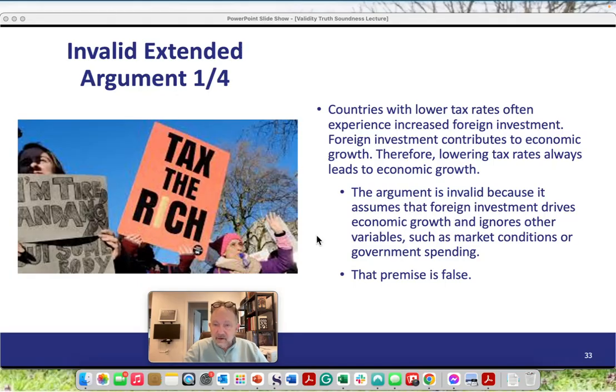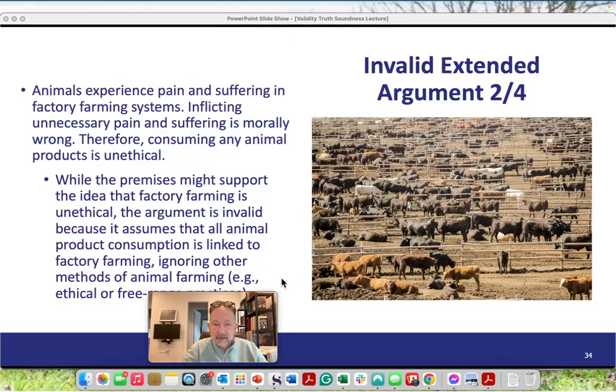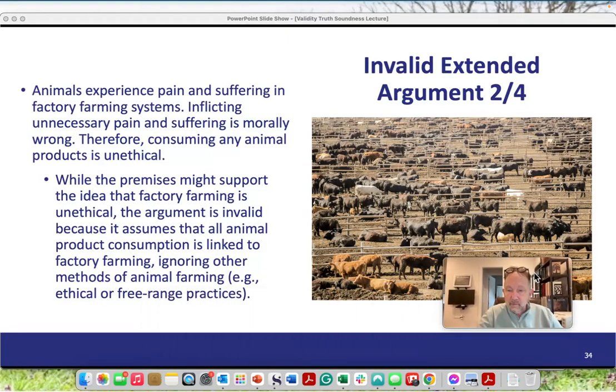So there are several of these here, and I put them in just to give you an idea of how extending arguments can be turned against us and misinform us, because they rush us to connect things that aren't connected. Animals experience pain and suffering in factory farming. Inflicting unnecessary pain and suffering is morally wrong. Therefore, consuming any animal products is unethical.